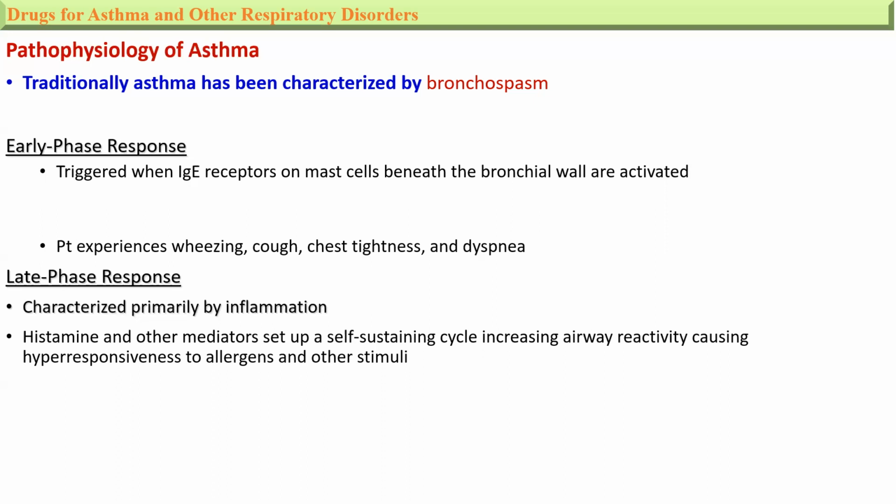And that's why in patients with chronic asthma or COPD, due to this hyperinflation of the lungs, they have a barrel chest, and we'll talk about this more under COPD. If the airway inflammation is not treated or doesn't resolve, that may lead to irreversible lung damage.